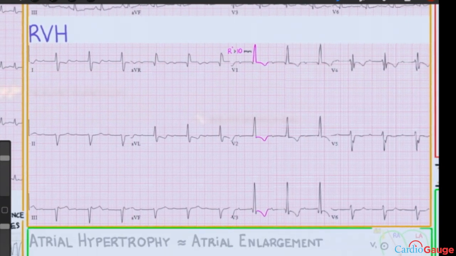Here's a third example. We've got a QR, and this is greater than 10 millimeters. So that's the criterion for RVH. And it says R prime here, so for this to be an R prime, there'd have to be a little R wave there. It would have to look like that. So in this case, it's really just an R greater than 10 millimeters with a right bundle or QR complex. So that's a criterion for RVH. And then this one also shows the secondary changes to RVH with the ST depression and T wave inversion in leads V1, V2, and V3. There you go, RVH.